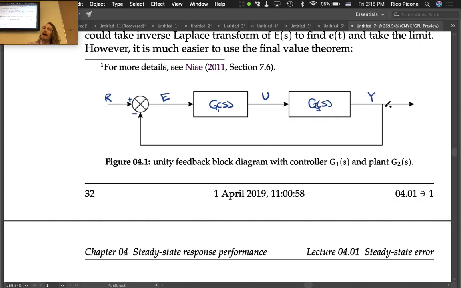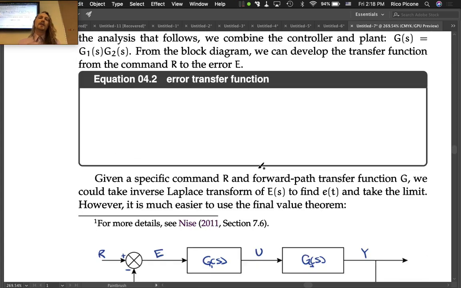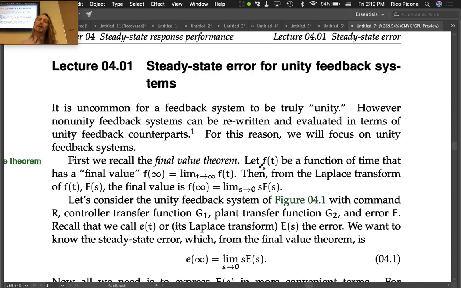Unity means that the output gets fed back, and there's no transfer function in this feedback loop. So you can have a transfer function here that might not be 1. Okay? So non-unity would be if it was not 1. But we're going to only look at unity feedback systems. And you might say, wow, that's really restricting ourselves. Are we really going to run into these unity feedback systems in the real world? And the answer is no, you won't run into them.